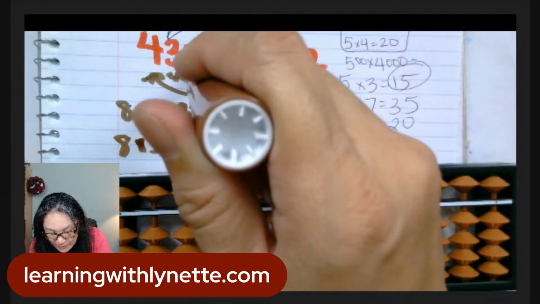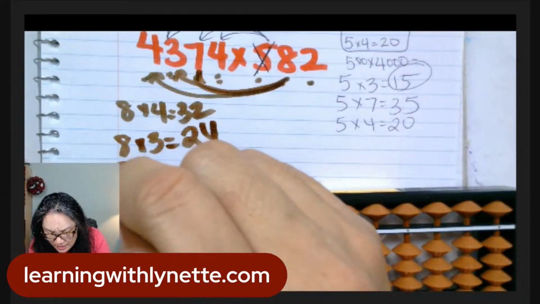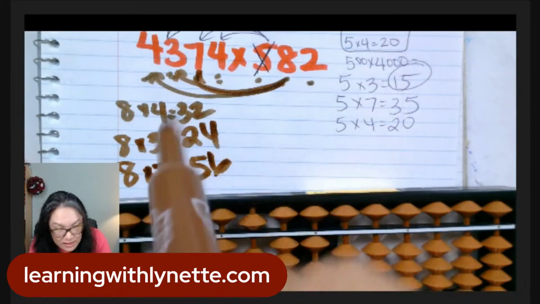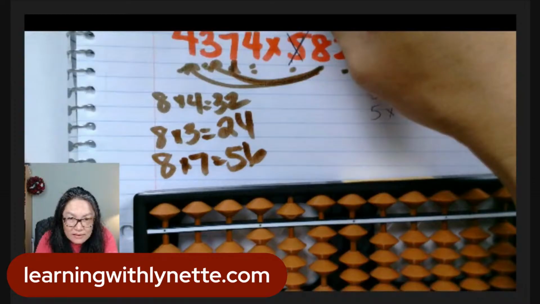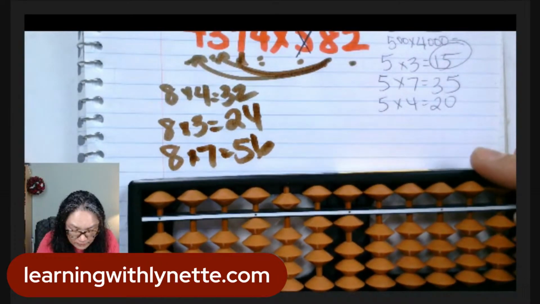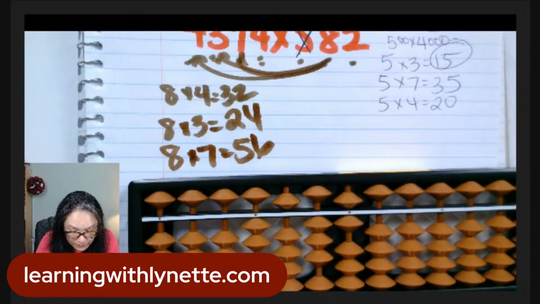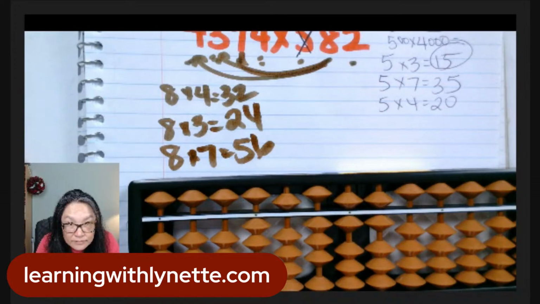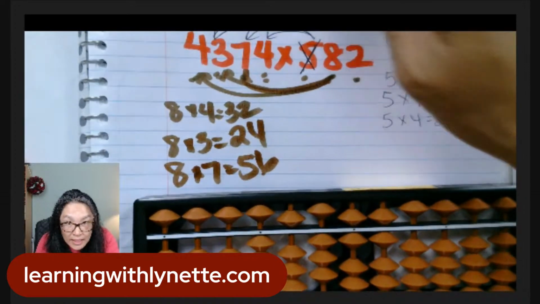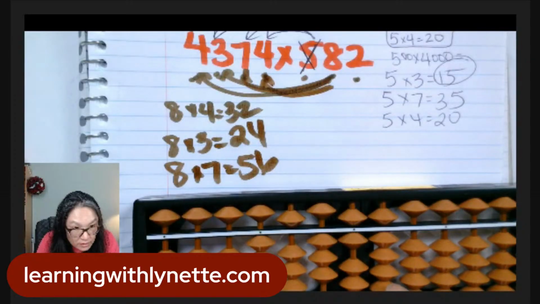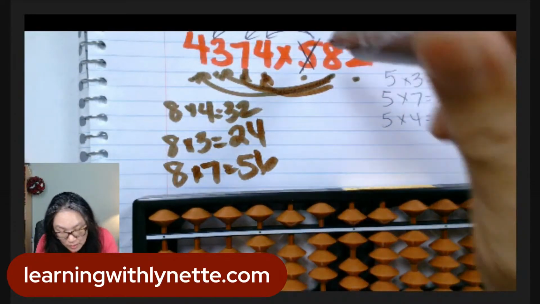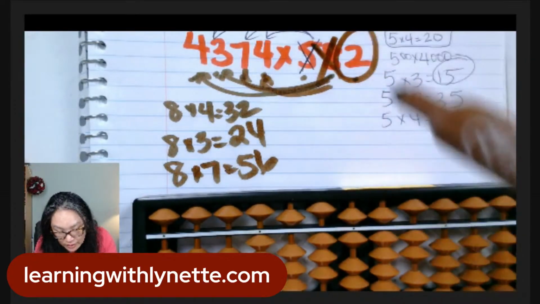8 times 7 is what? 8 times 7 is 56. Is that right? 56. Add 50, add 6. 8 times 4 is 32 again. Add 3, add 2. So I'm done with my 8. I'm left with the 2.